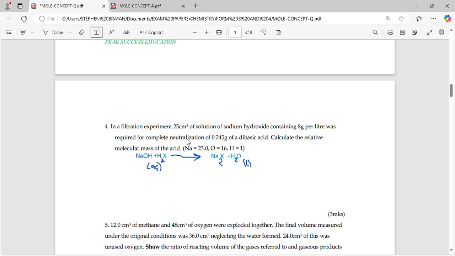So we are going to handle this question, which talks about, in a titration experiment, 25 cubic centimeters of sodium hydroxide containing 8 grams per liter was required for complete neutralization of 0.245 grams of a dibasic acid. Then you are told, calculate the relative molecular mass of the acid. Sodium is 23, oxygen is 16, hydrogen is 1.